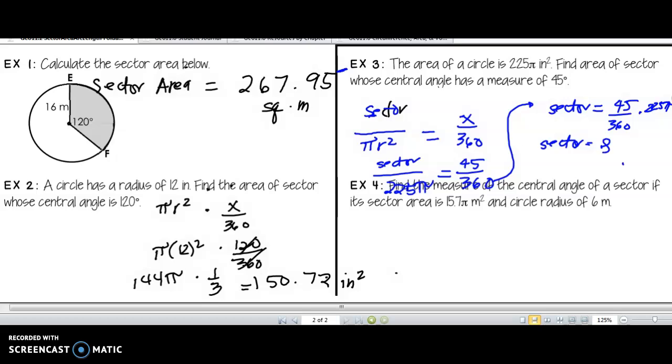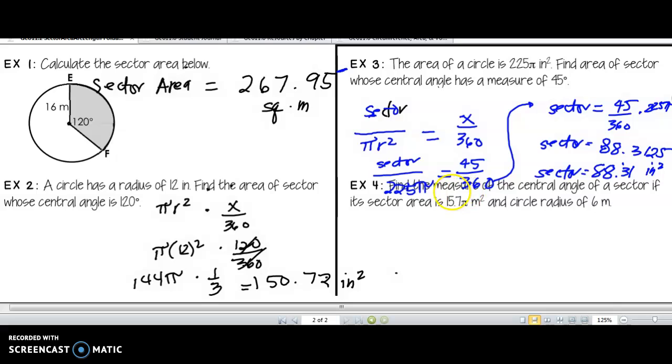Okay, so verify. I got 88.3125. If you round that off, the sector will have an approximate area of 88.31. The unit used is square inches.